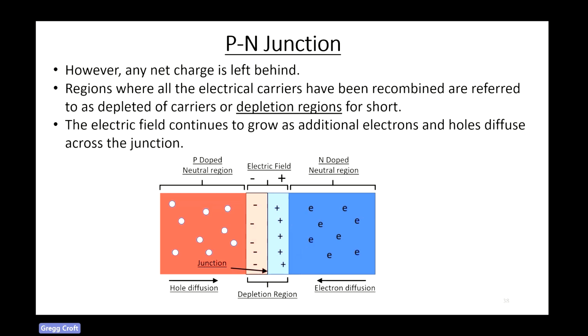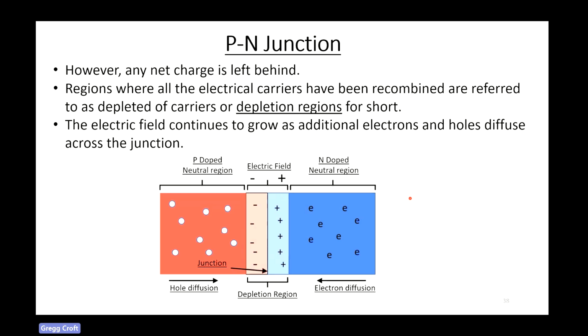However, any net charge is still left behind. The regions where all the electrical carriers have been recombined are referred to as depleted of carriers, and you've probably heard the term depletion region before. Holes have combined with electrons and gotten rid of the carriers, but charge is left behind. And that's called a depletion region.